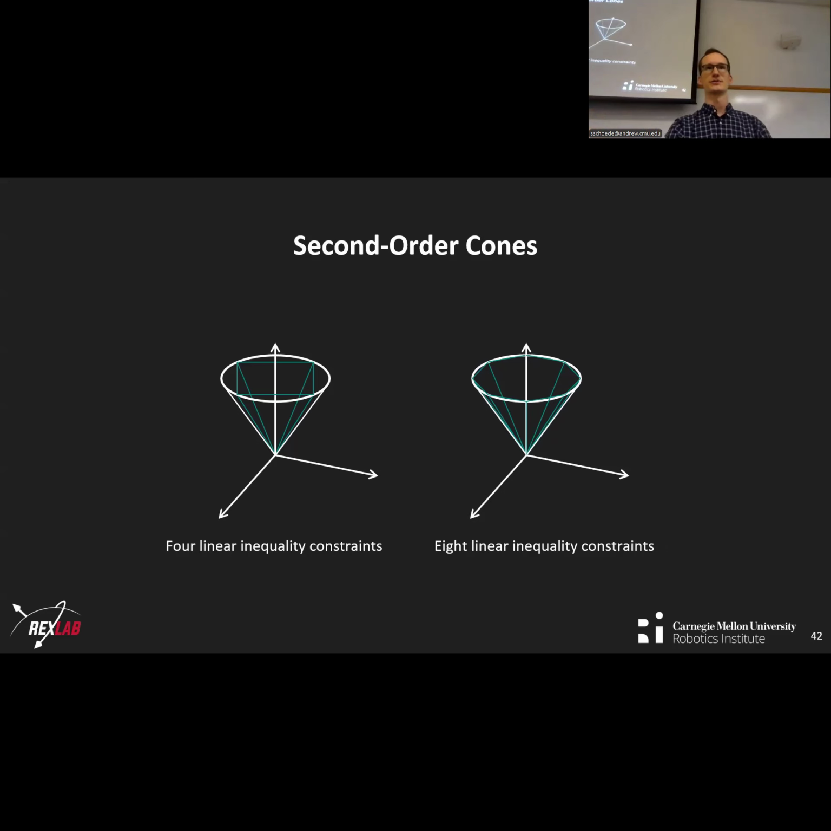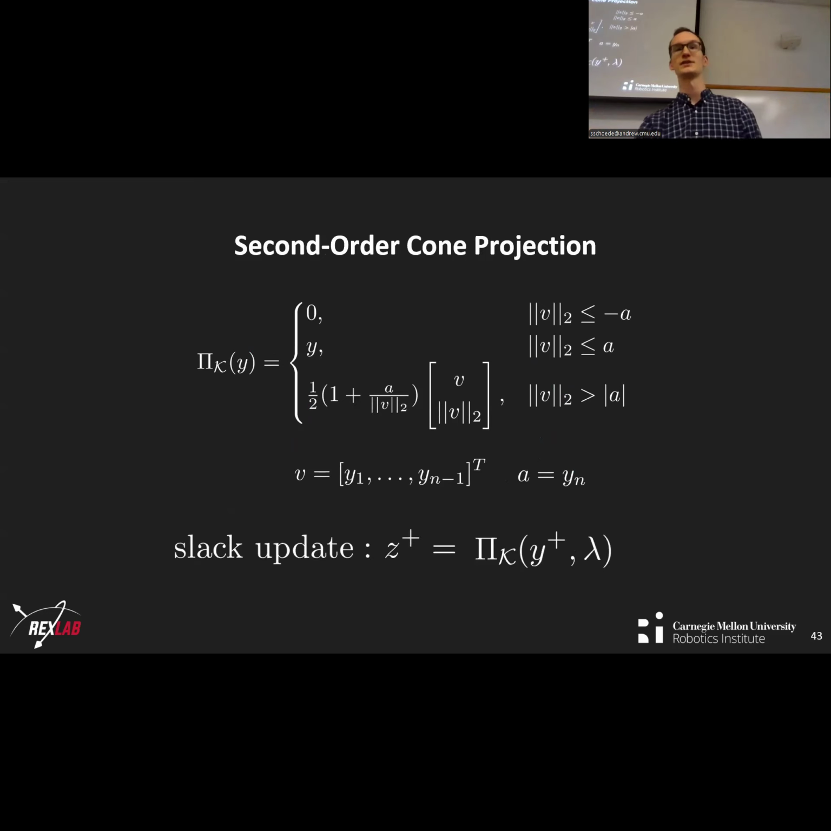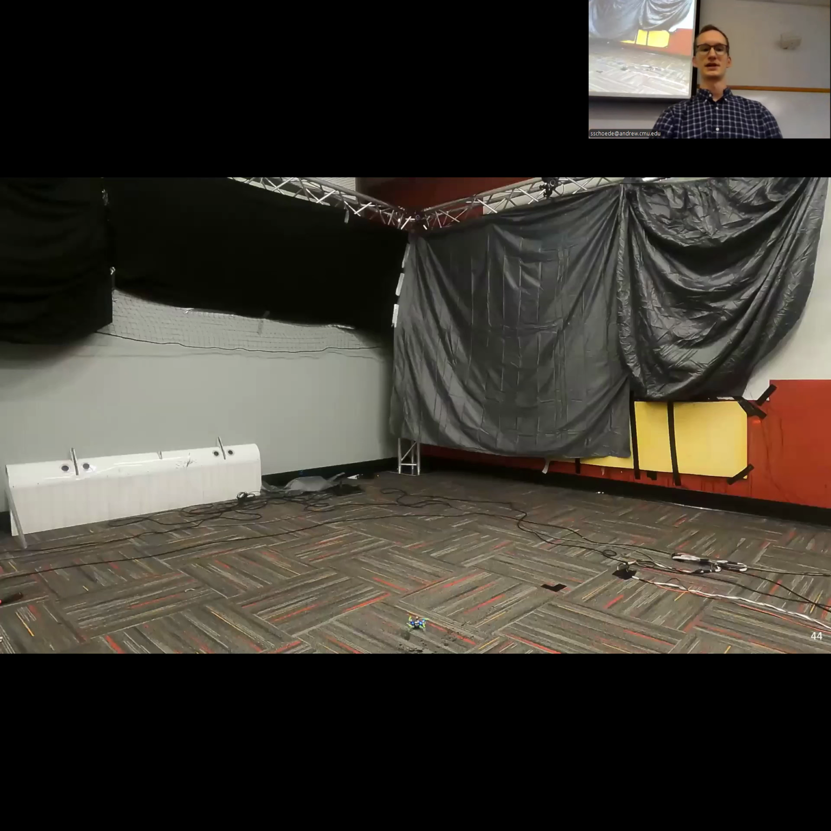So it's better to just be able to write down the second order cone problem in its entirety, which we can do. We can just write it down, throw it in the slack update, and then this becomes our new slack update. And we can even compose these, which is nice. We can compose hyperplane projections in the slack update as well as cones.